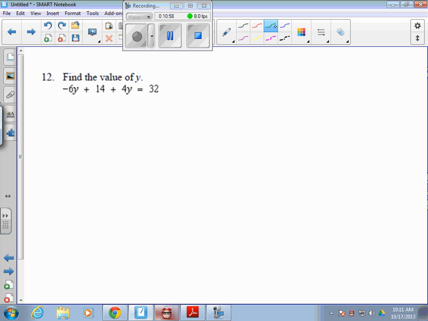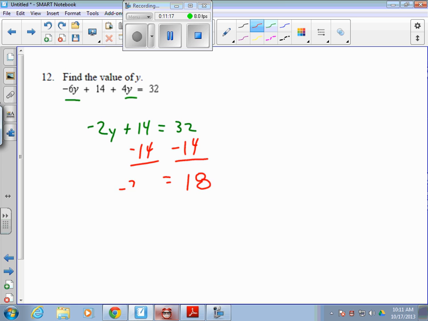12 says find the value of y. So now you just simplify. Negative 6y and positive 4y is negative 2y plus 14 equals 32. Get rid of plus 14 by subtracting it. Do likewise on the right. So you have negative 2 times something, divide by negative 2 on both sides. Y is negative 9.